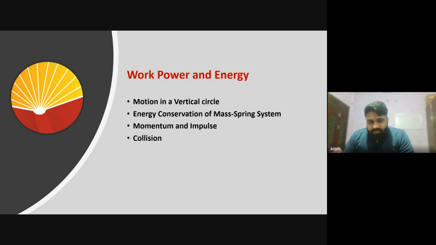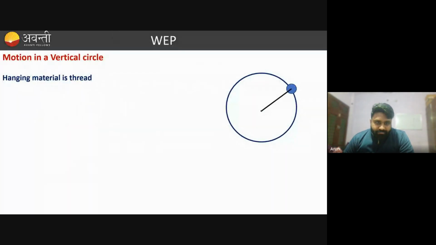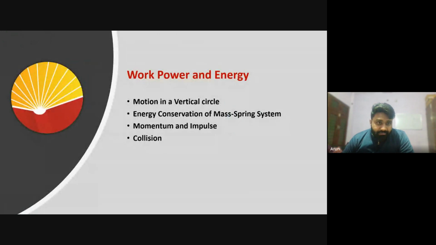But today we are going to deal with the rest of this chapter, and in that, firstly we will deal with the motion in a vertical circle, and energy conservation of mass spring system, and basically it is the energy conservation, you can say the mechanical energy conservation. Then we will see the momentum and impulse, and after that collision.